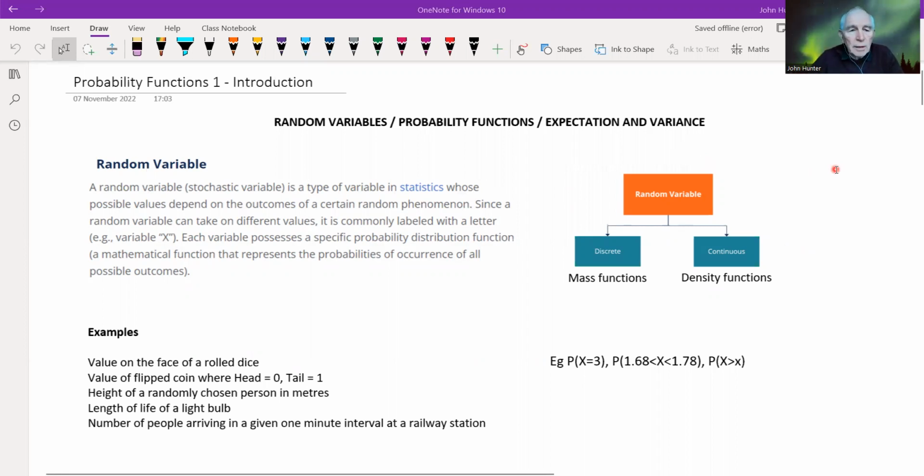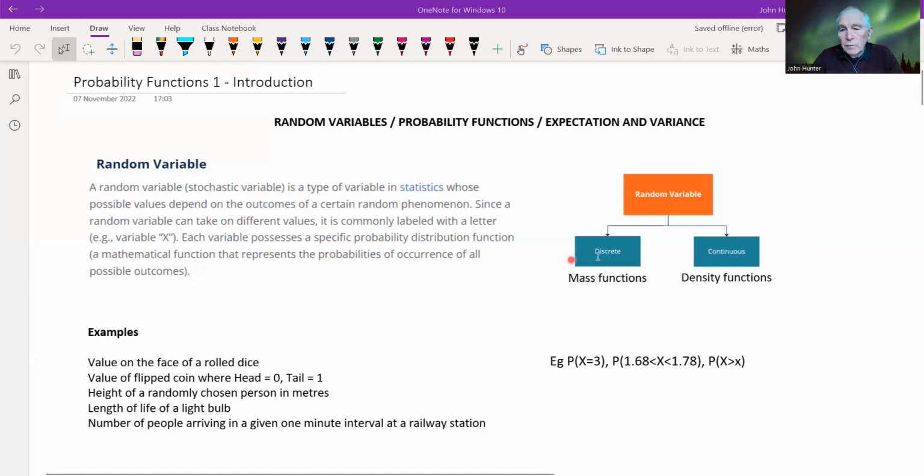Okay, so what is a random variable? This is a great description I picked up from somewhere. A random variable, sometimes called a stochastic variable, is a type of variable in statistics whose possible values depend on the outcomes of certain random phenomena. Since a random variable can take different values, it's commonly labeled with a letter, a capital X. Each variable possesses a specific probability distribution function, which describes the probabilities of the different values of the random variable.